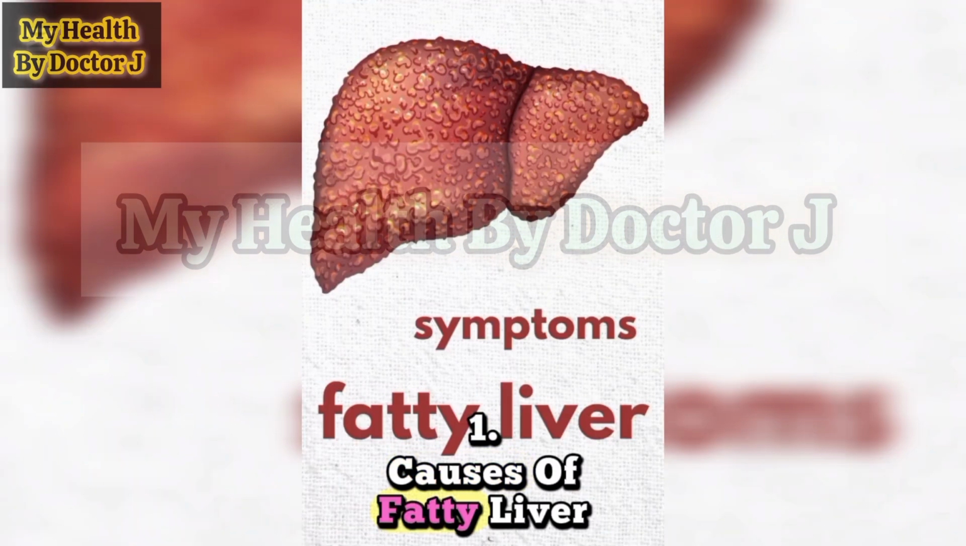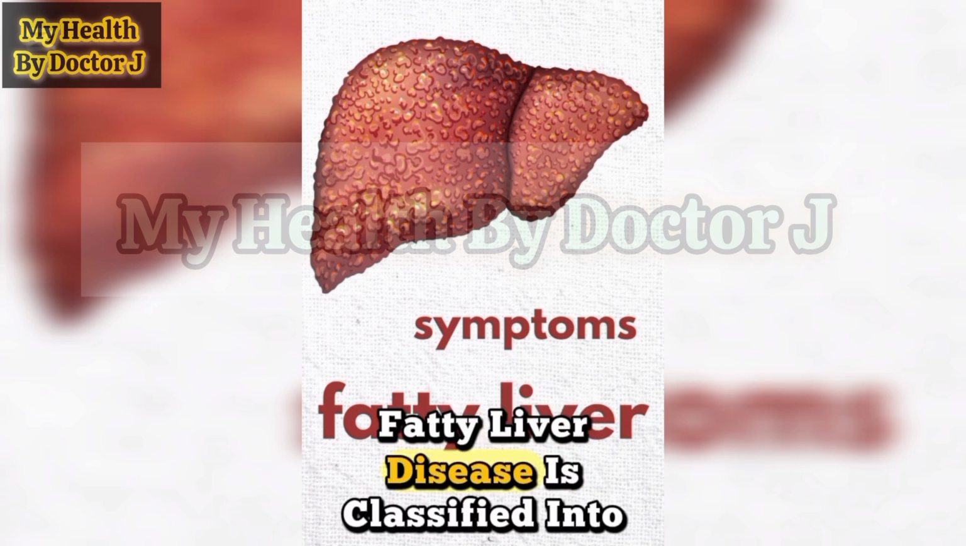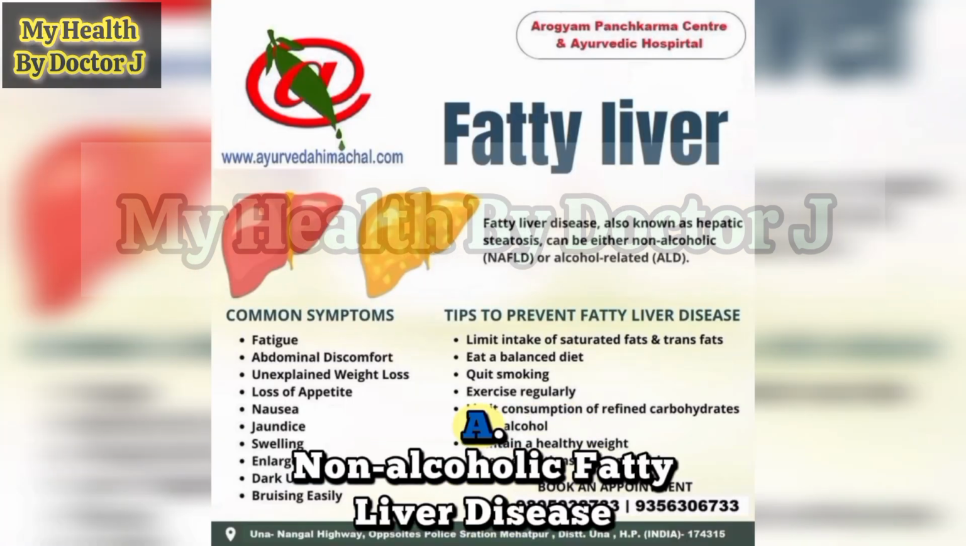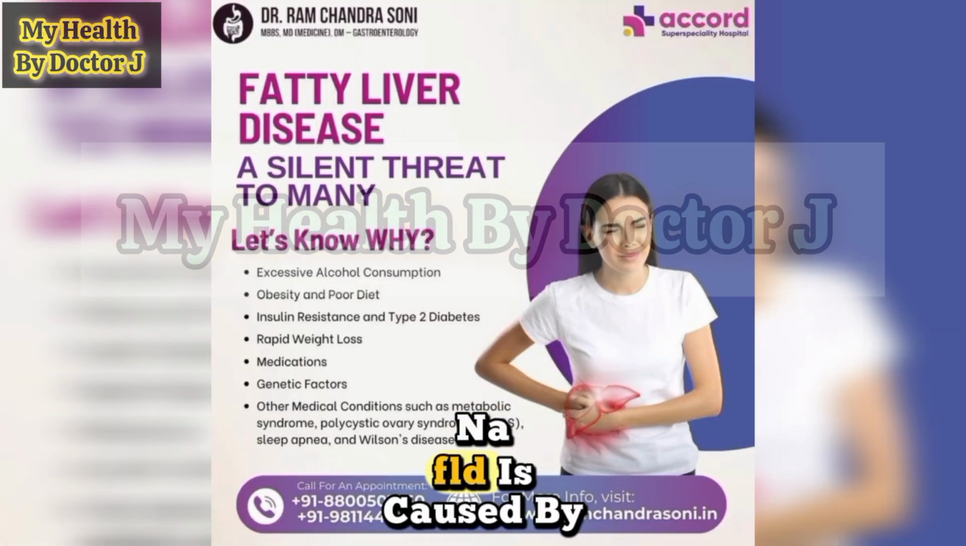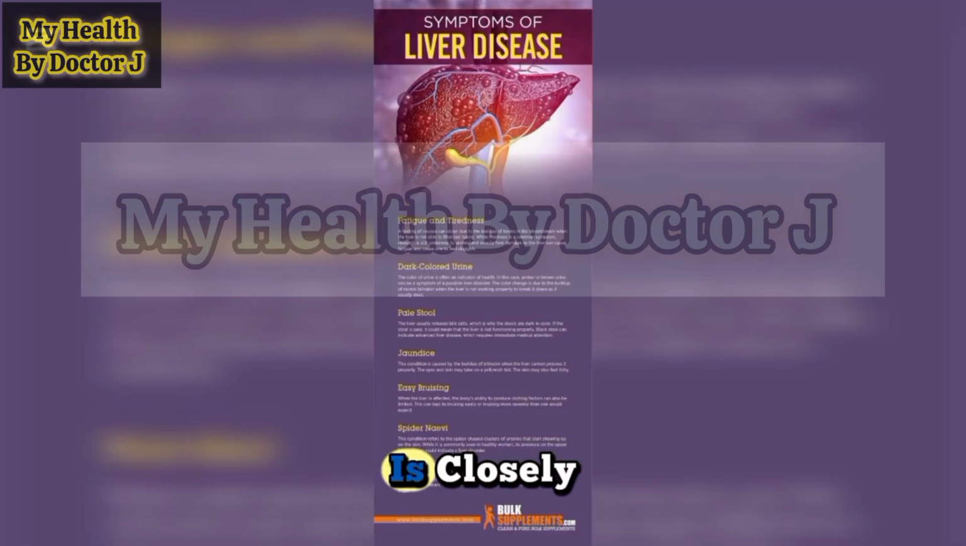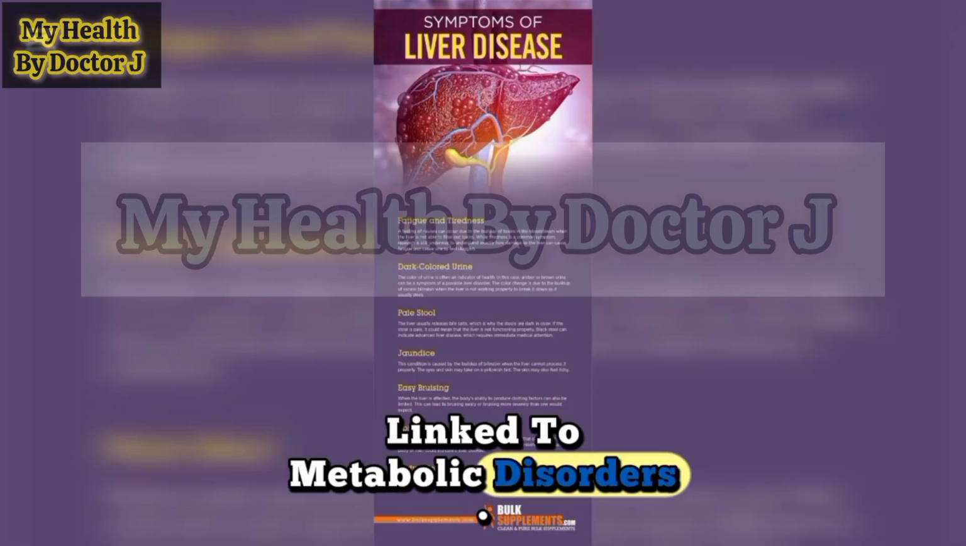1. Causes of fatty liver disease. Fatty liver disease is classified into two main types based on its cause: non-alcoholic fatty liver disease (NAFLD) and alcoholic fatty liver disease (AFLD). NAFLD is caused by factors other than alcohol consumption and is closely linked to metabolic disorders.